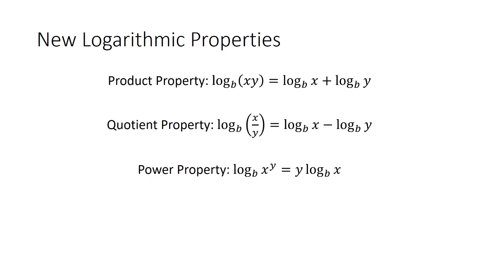Thirdly, there's the power property, which again follows from exponential properties. If you have x to the power of y inside of a logarithm, we know that we can take that exponent of y and write it in front of the logarithm itself, so that we have something like y times the log base b of x.